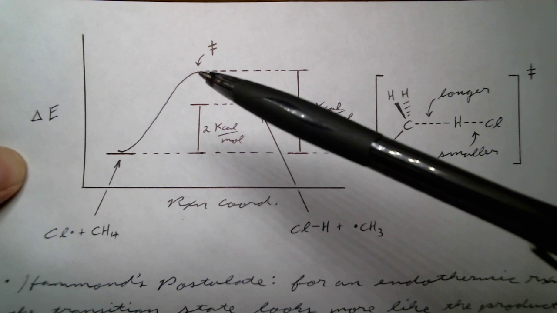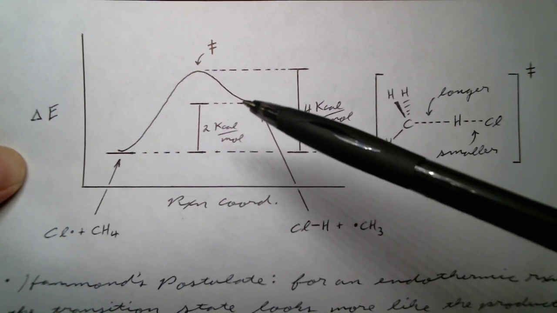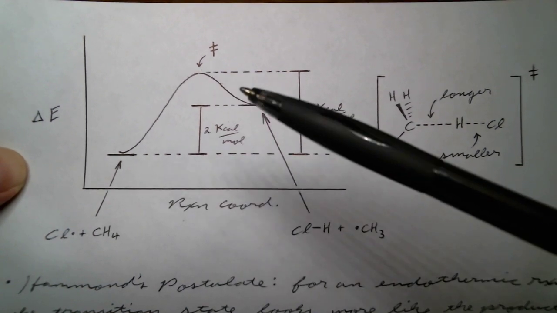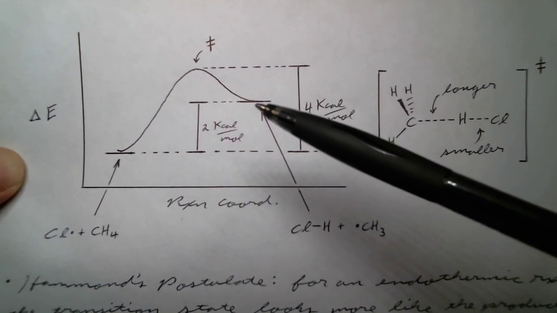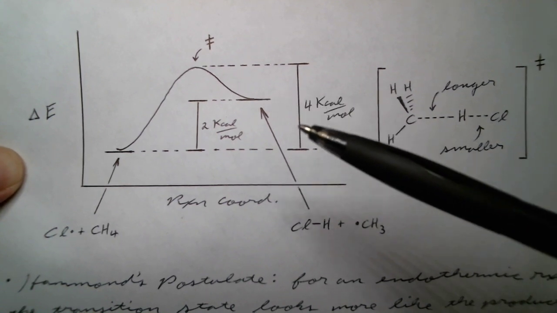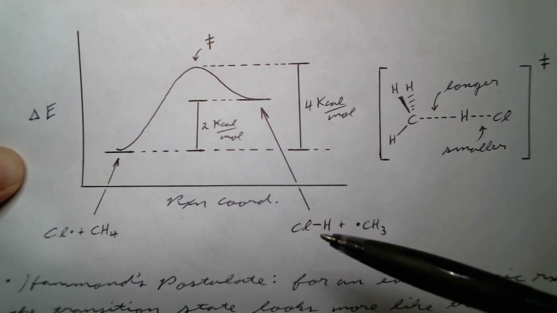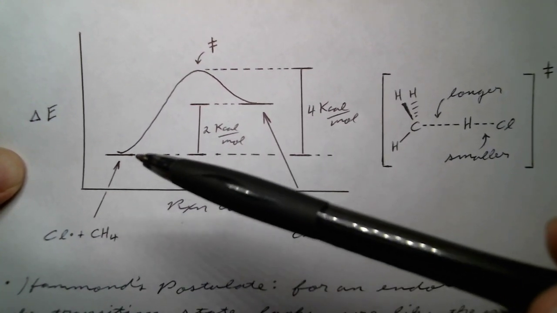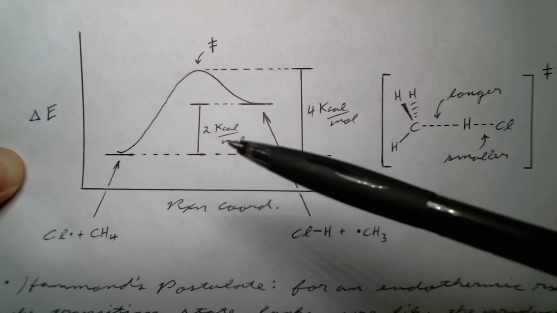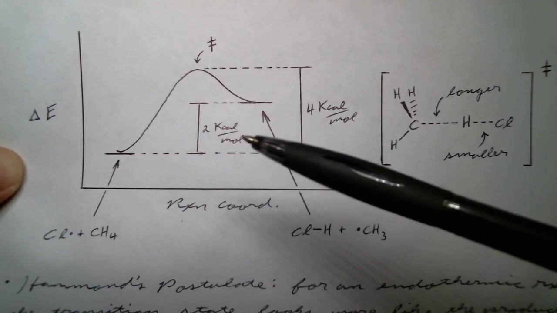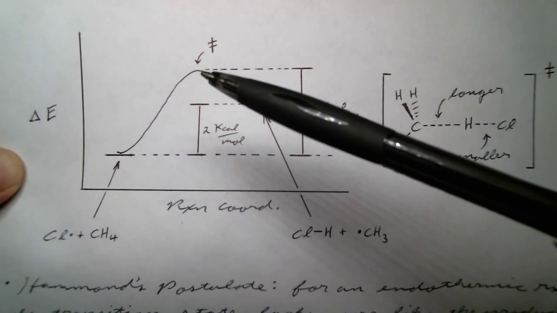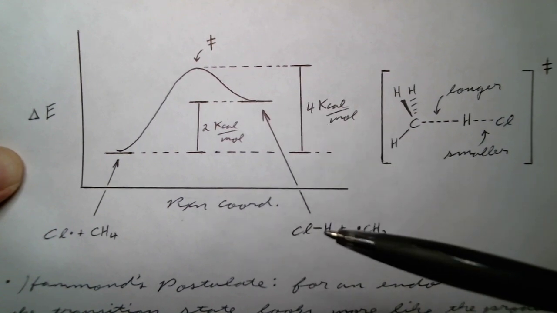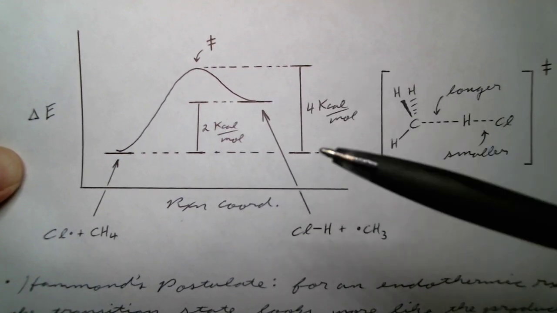We could, in theory, either proceed to the products of that reaction, or we could fall back to our reactants. If we proceed to the right on the reaction coordinate diagram, we create our products. That is, we form our HCl and our methyl radical. Now the difference in energy levels between our starting reactants and our products is 2 kcals per mole. That's the change in enthalpy. However, the transition state structure is a little higher in energy than our products by about another 2 kcals per mole.